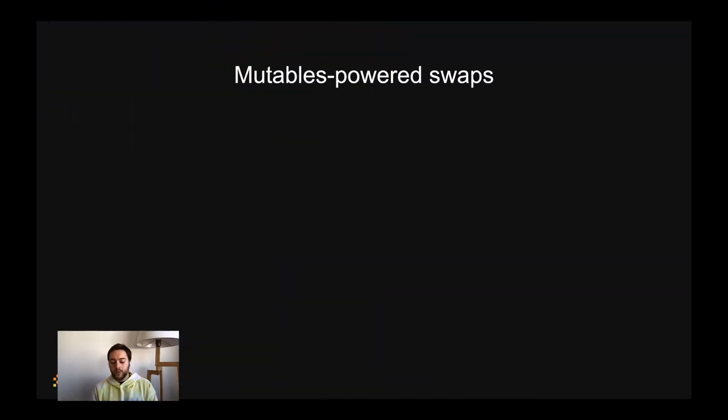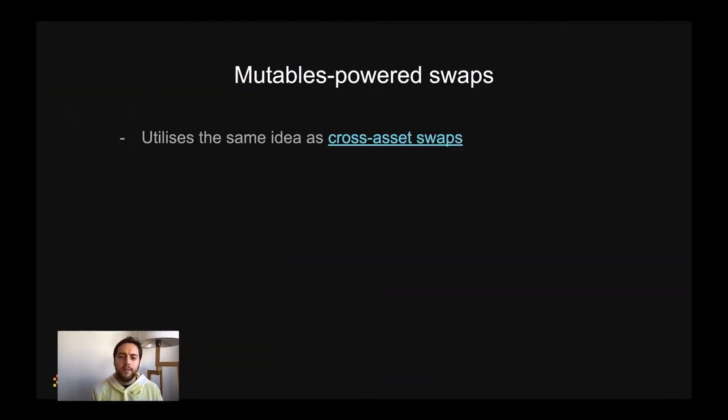So I'm going to talk now about the Mutables powered swaps. This utilizes the same idea as the cross-asset swaps. Cross-asset swaps basically allow you, this is taken from Curve, they partner with Synthetics, to trade two different assets, for instance DAI to RenBTC via Synthetics. This is good because it gives you very low slippage and it's almost frictionless.